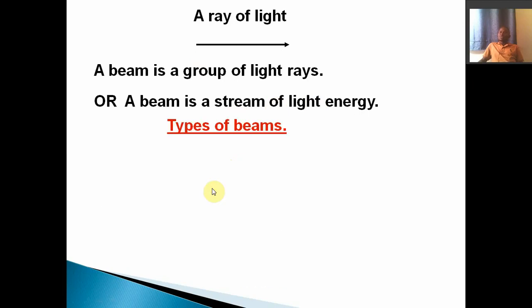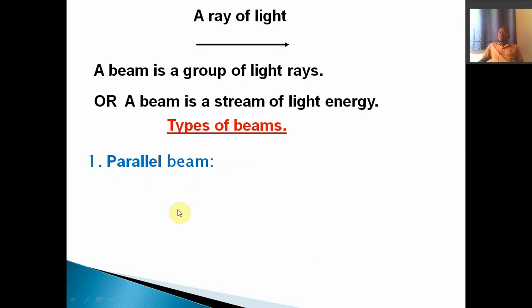Let's look at the types of beams. We have got parallel beams. Yes, I know most of you have come into contact with this word parallel. That is in mathematics. You have always been defining parallel lines, and you have always said parallel lines are lines which do not meet. Yes, but here we are now in science, and we are still using the same vocabulary. But this time we are studying beams, and we are calling this type of beam a parallel beam.